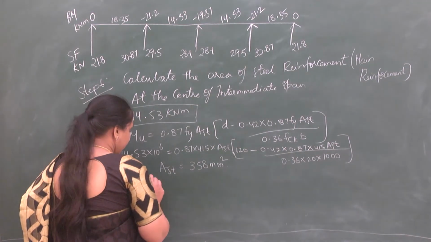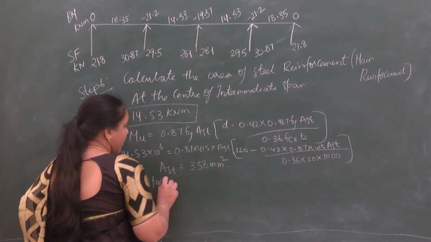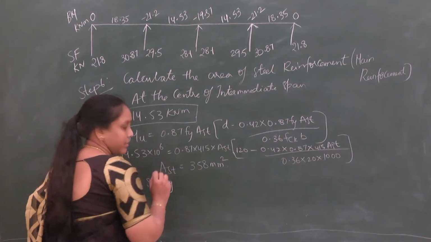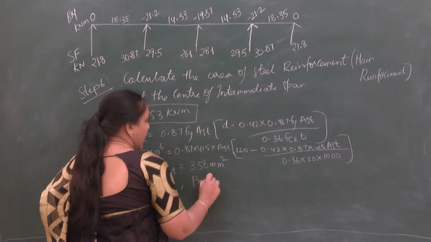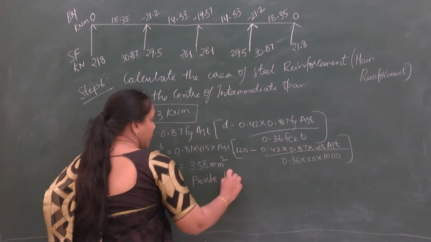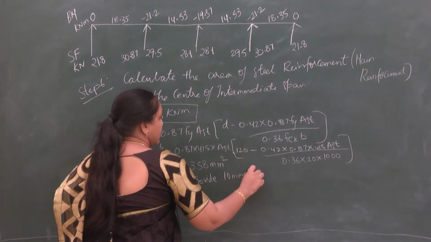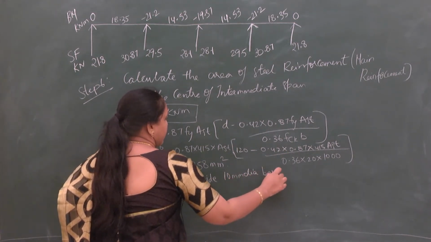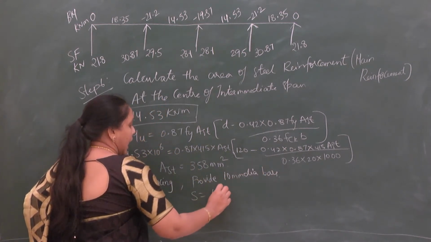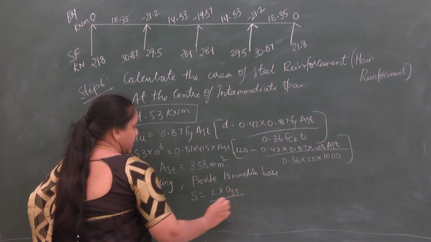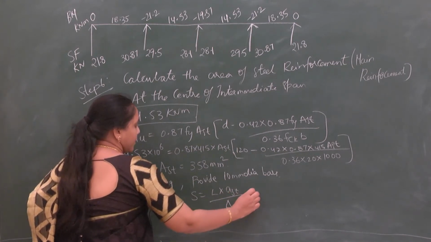Now, after calculating the AST, what do we have to do? We have to calculate the spacing. So I will calculate the spacing. Here also I am providing 10 mm dia bars. So providing 10 mm diameter bars, S will be L into small AST divided by capital AST.